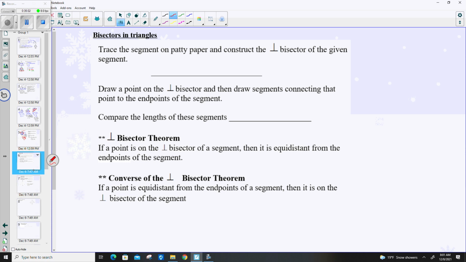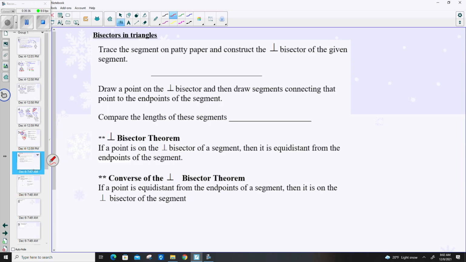So you now should be looking at a what? A triangle. Absolutely. Does everybody have the exact same triangle? No. Okay, so I'm doing multiple experiments here all at the same time. Look at your triangle. I want you to compare the lengths of the two segments you just drew in. So you took from the point on the perpendicular bisector out to the end of the segments. I want to know what you can tell me about those two segments you just drew in on your triangle.